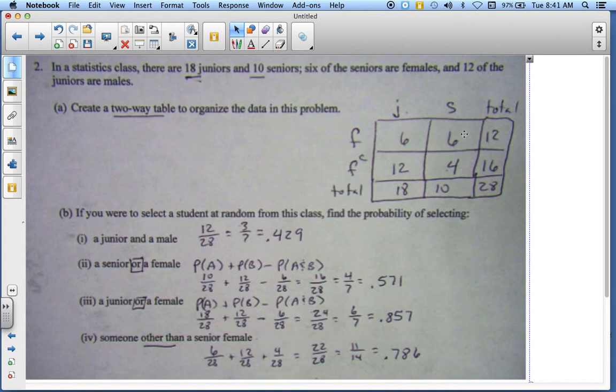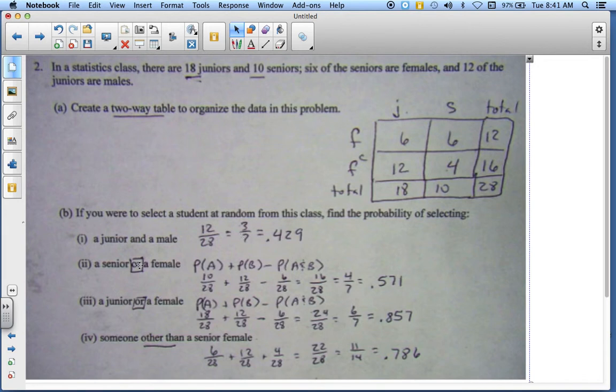Make sure all the totals add up. Now, a junior and a male. Well, if you have a junior and a male, that's this intersecting point right here. So 12 out of a total of 18 gives you 0.429. Remember to reduce it if you're going to leave it as a fraction.